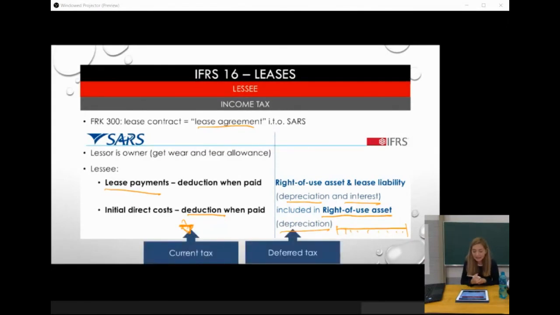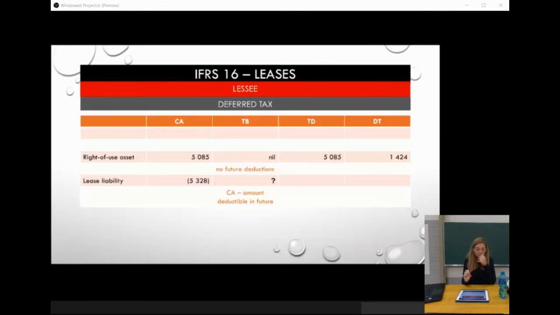That means we are going to have to make some adjustments in our current tax calculation, and we are going to have deferred tax consequences for a lease.